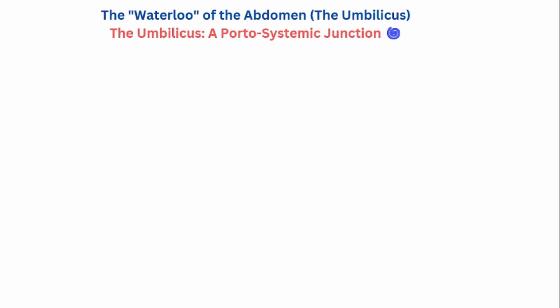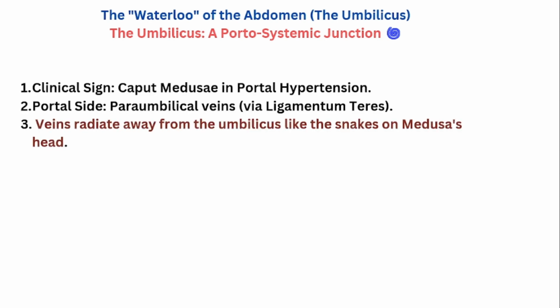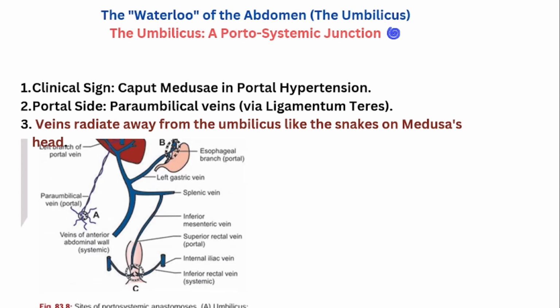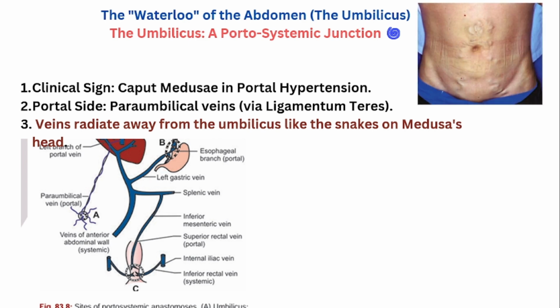What about the Waterloo of the abdomen? It's an example of a porto-systemic junction. There are many porto-systemic junctions in the body, but here we have to discuss the anterior abdominal wall, which has a clinical sign like caput medusae. As we can see, a para-umbilical vein, portal vein anastomosis.